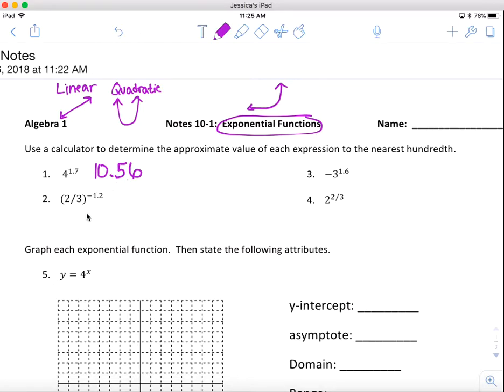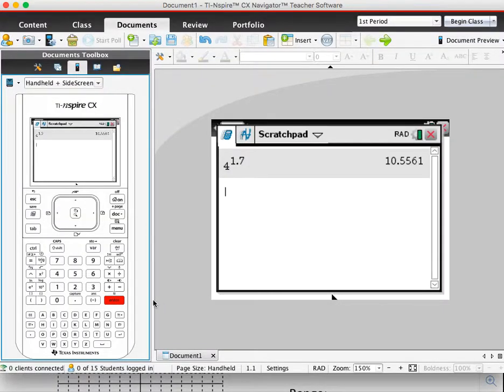Now look at number 2. The 2/3, this whole thing is considered our base, and then the negative 1.2 is considered our exponent. So in our calculator, we're going to put in parentheses 2/3, and then I'm going to hit the caret button and raise it to the negative 1.2 power. The calculator gives us this as our answer, which rounds to 1.63. The 6 bumps the 2 up to a 3.